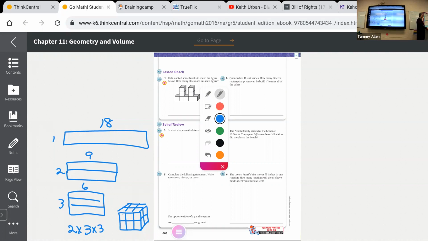Question. All right, let's take a look at the next piece, which was on page 673. And here you were using the formula volume equals length times width times height. You weren't just counting the cubes here.